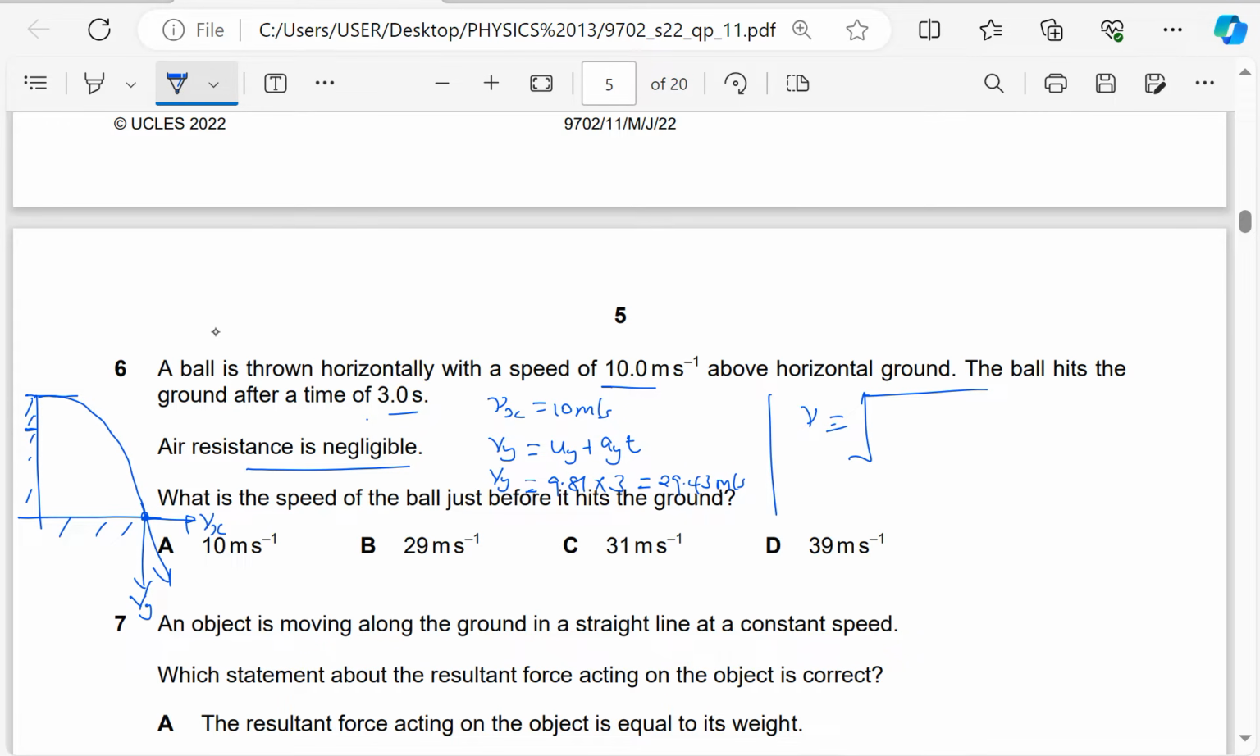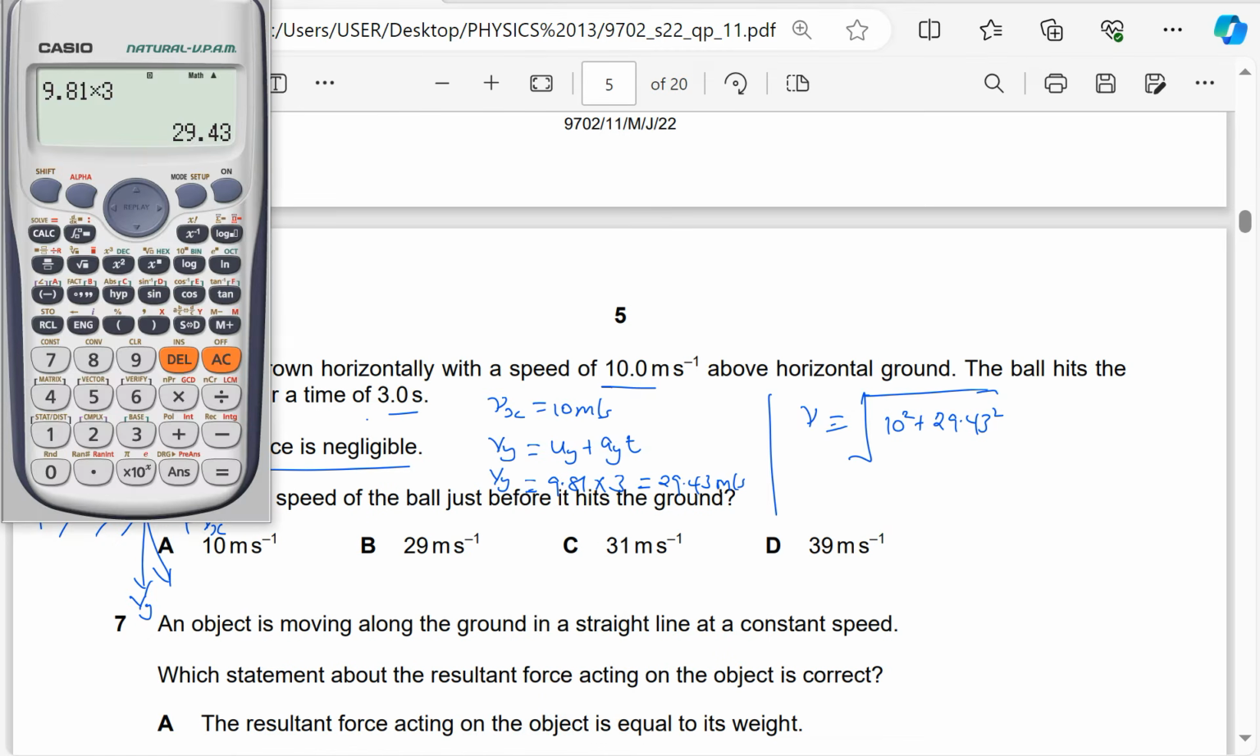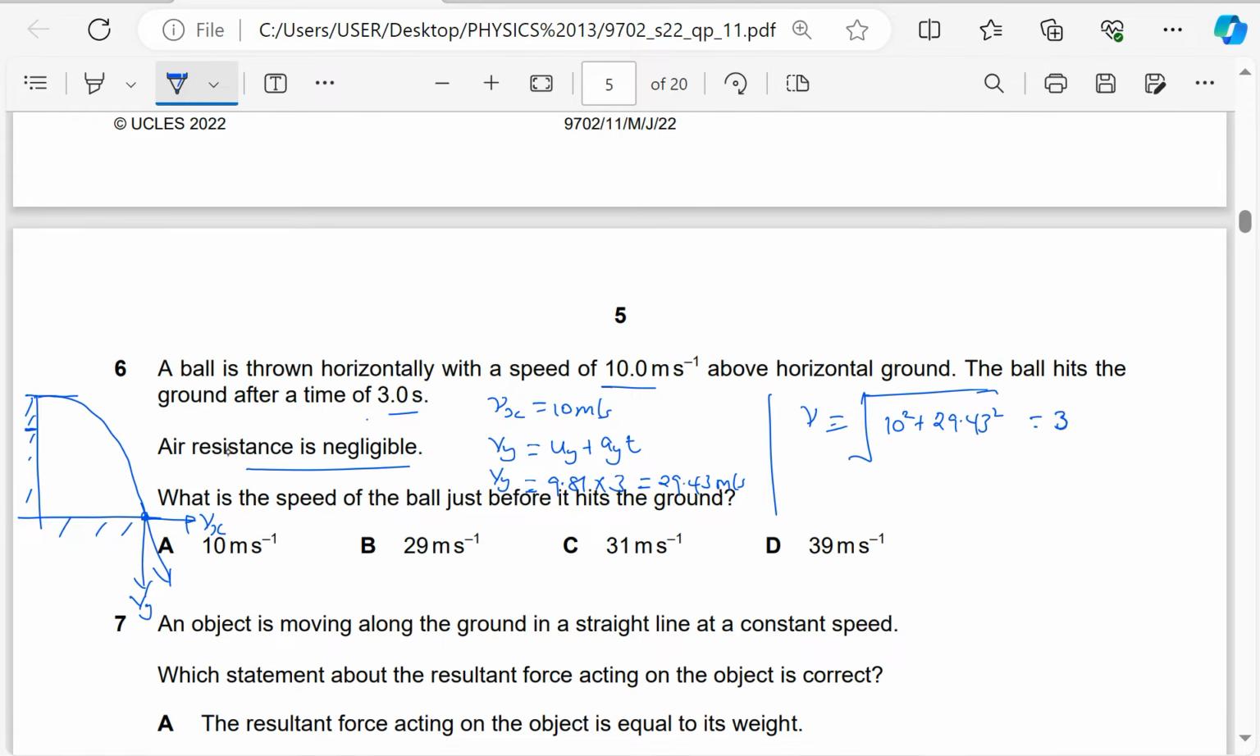Then I will find the resultant speed at the point of hitting the ground, which will be the square root of 10 squared plus 29.43 squared. So I find the square root of the answer. This is 31.1. So the answer is going to be C.